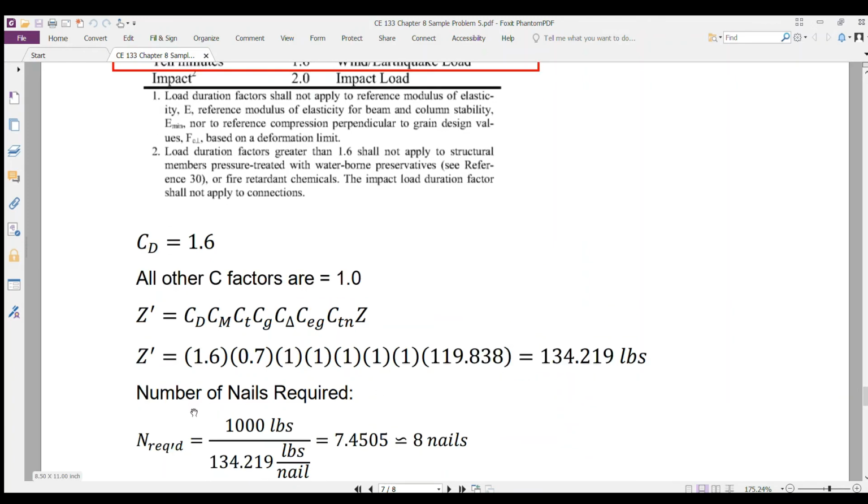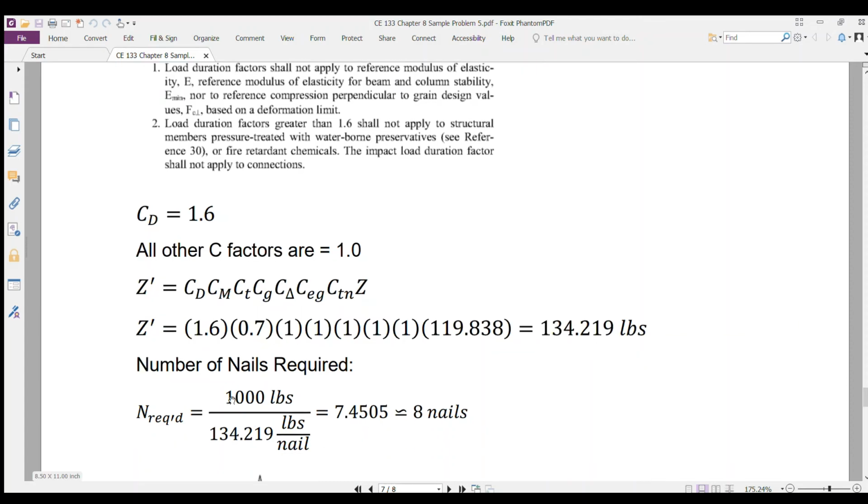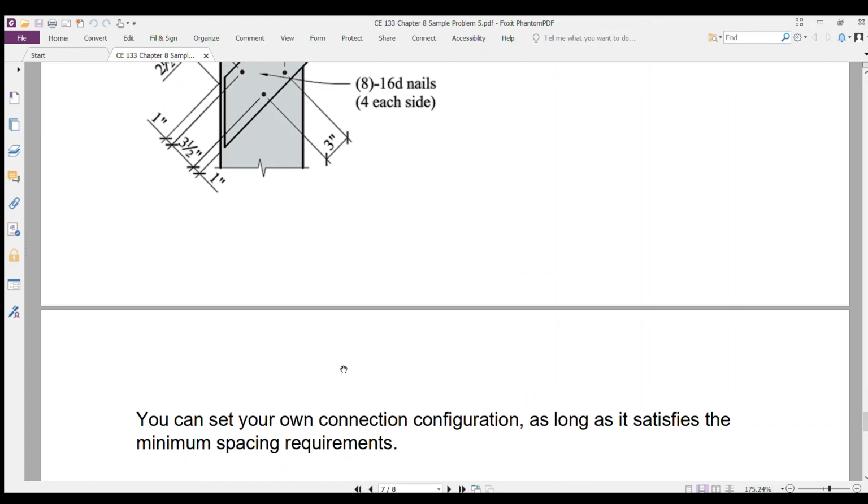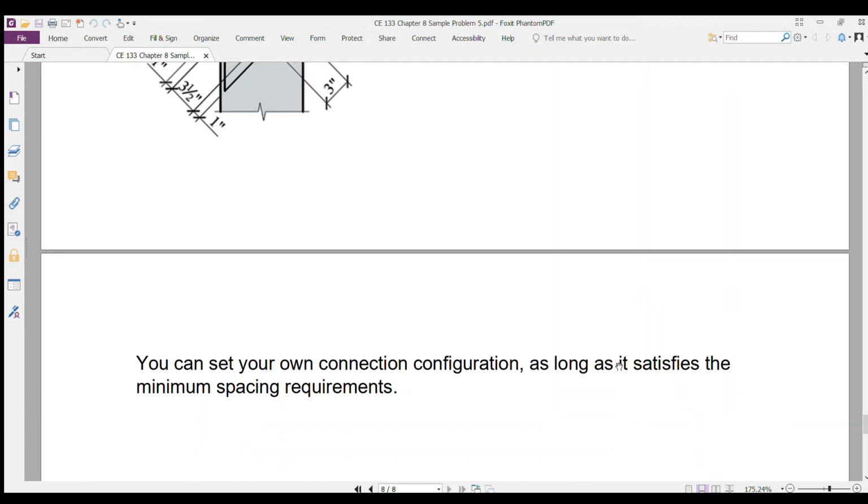Now we need to determine the number of nails. We have 1,000 pounds over the capacity per nail, so we have the value of 8 nails. You can set your own connection configuration as long as the minimum spacing requirements are met.